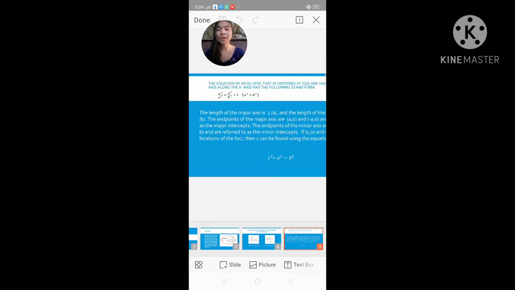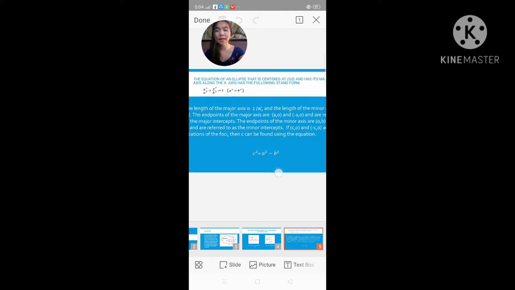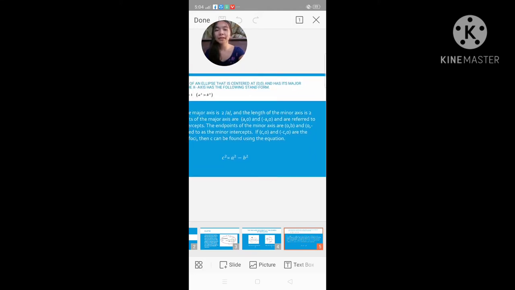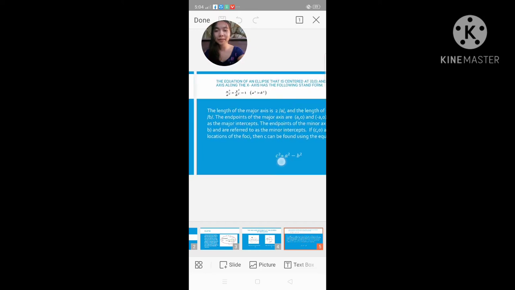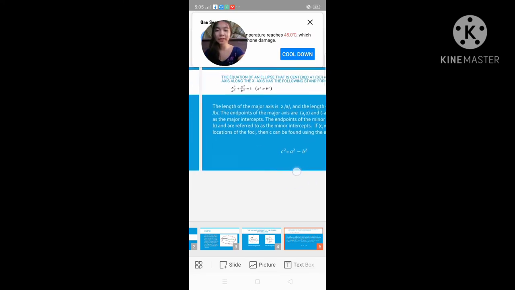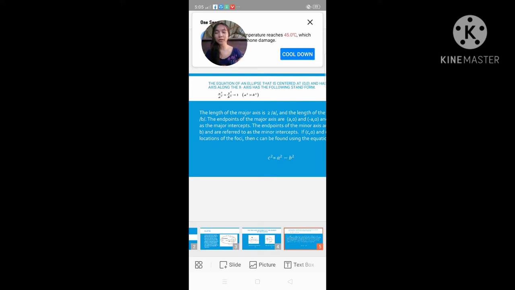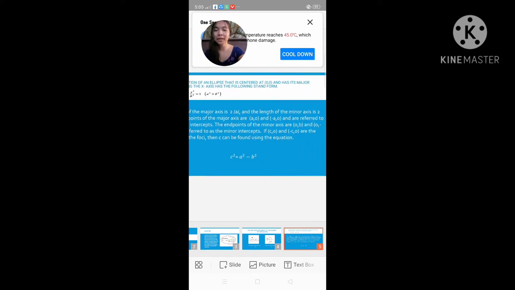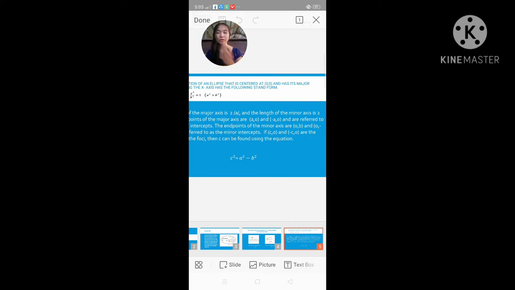The length of the major axis is 2a, and the length of the minor axis is 2b. The endpoints of the major axis are (a, 0) and (negative a, 0), and are referred to as the major intercepts. The endpoints of the minor axis are (0, b) and (0, negative b), referred to as the minor intercepts. If (c, 0) and (negative c, 0) are the locations of the foci of your graph, then c can be found using the equation c squared equals a squared minus b squared. So here's the equation.